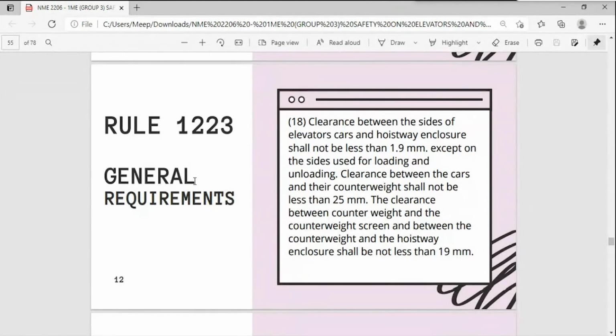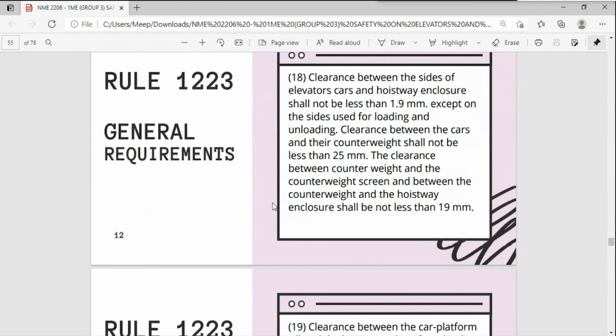So lastly, 18, clearance between the sides of elevator cars and hoistway enclosure shall not be less than 1.9 mm, except on the sides used for loading and unloading. Clearance between the cars and their counterweight shall not be less than 25 mm. The clearance between counterweight and the counterweight screen and between the counterweight and the hoistway enclosure shall be not less than 19 mm. Next reporter, please.